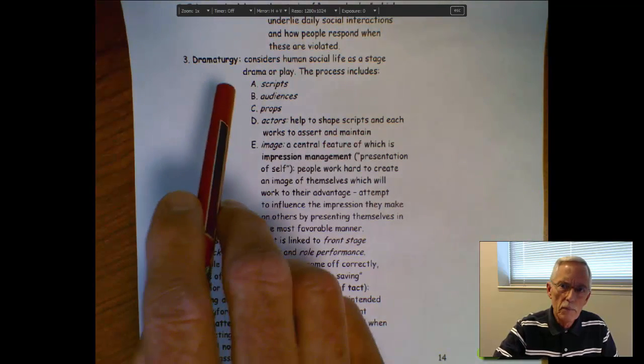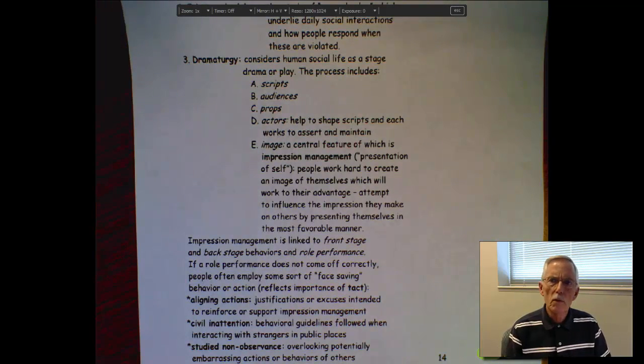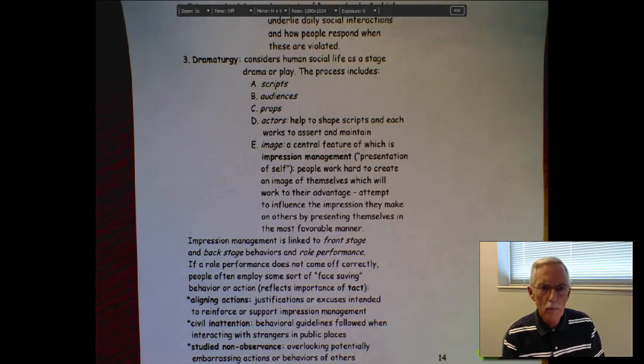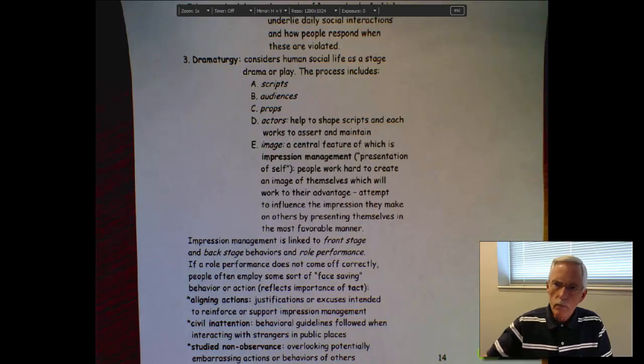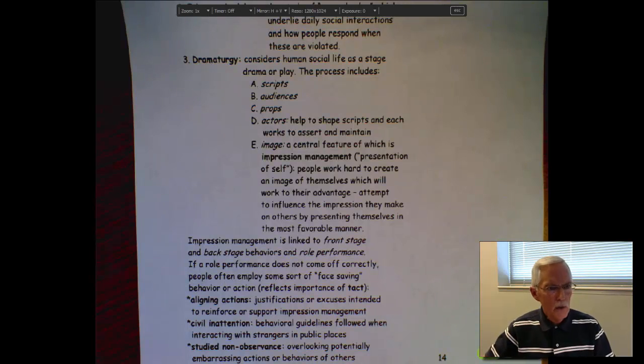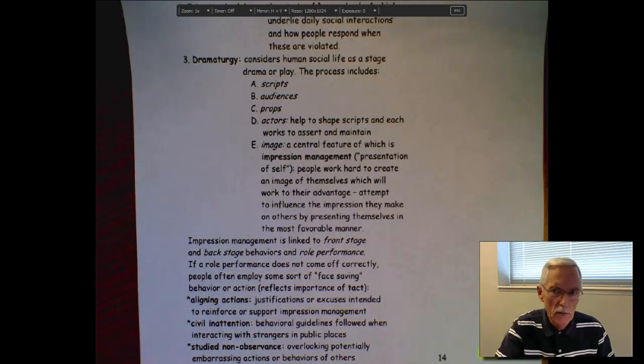Now, dramaturgy was an approach developed by Goffman. And if you'll notice there, the working definition is just as you see there. It employs the analogy of the stage. We're all actors. There are scripts that we follow. Now, there's also an audience to which we play. Now, if the script breaks down, if it's ineffective, as efficient actors, we improvise.